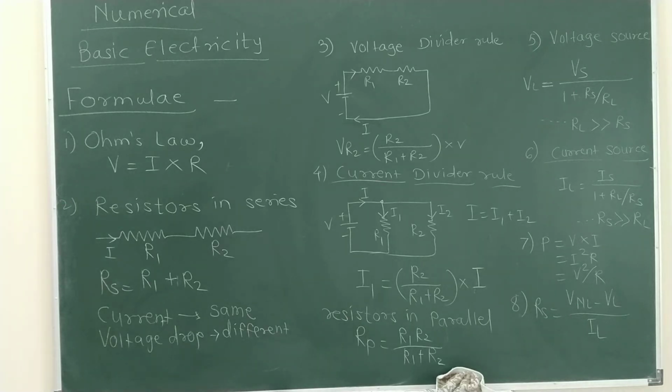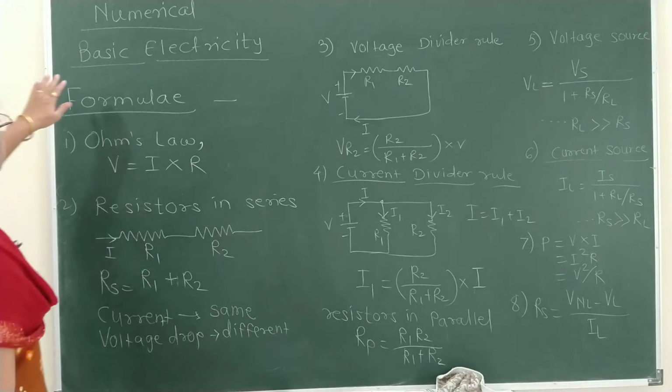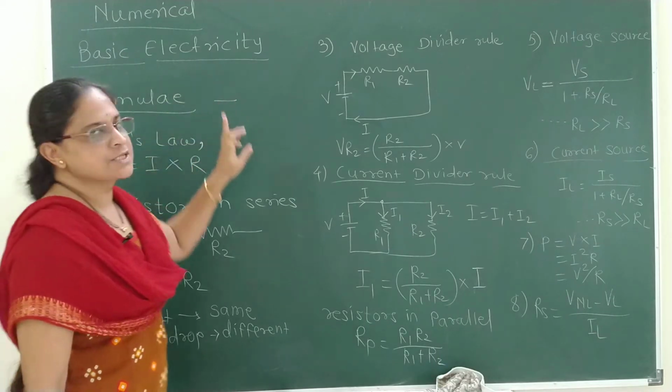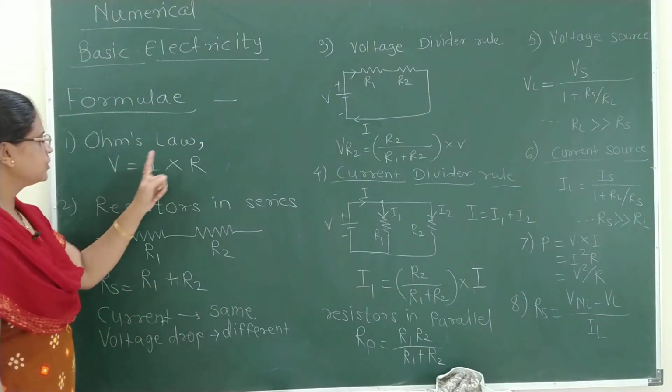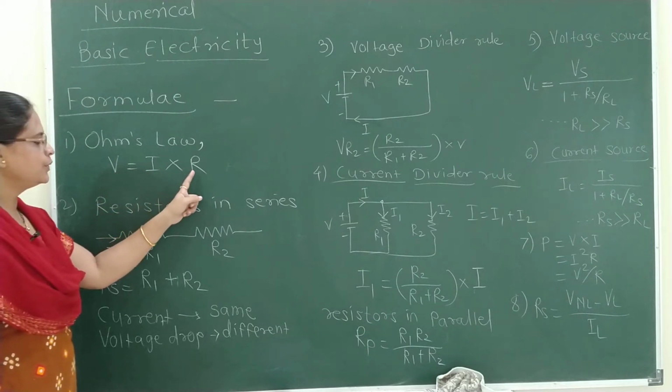Hello students, here it is, the numerical part based on basic electricity concepts. So first, the formula list. According to Ohm's law, V is equal to I into R.